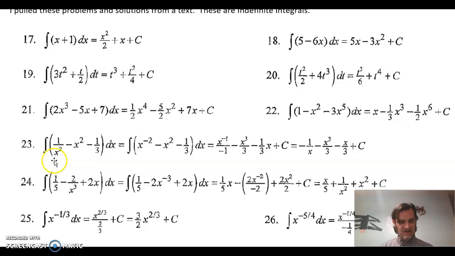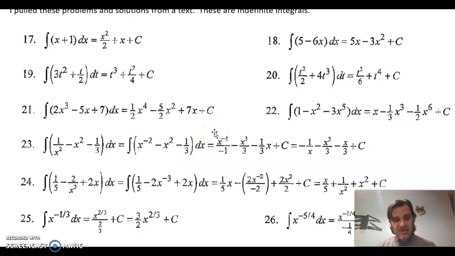So let me go down here to 23. So in 23, we got 1 over x squared and some other stuff. But you remember that when we took derivatives, we didn't like our exponents in the bottom. We would go for negative exponents or fractional exponents long before we would go for fractions or roots. So we're going to rewrite that before we ever do anything. We'll bring it up as x to the negative 2. So that entire function right now, before we integrate, we just rewrote it, is x to the negative 2 minus x squared minus 1/3. So we're going to increase the power.